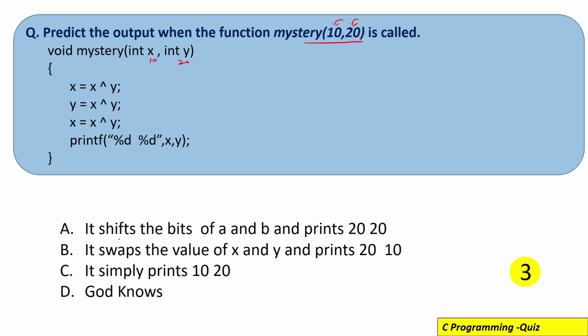First is saying that it will shift the bits of a and b and it will print 20, 20. Second is saying that this code will swap the values of x and y, that means now x will store 20 and y will store 10. Third says that it will simply print 10 and 20 as usual. And the last is, only God knows what the answer is.